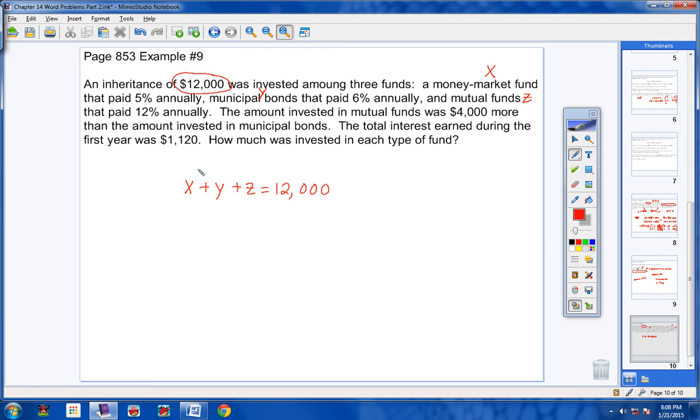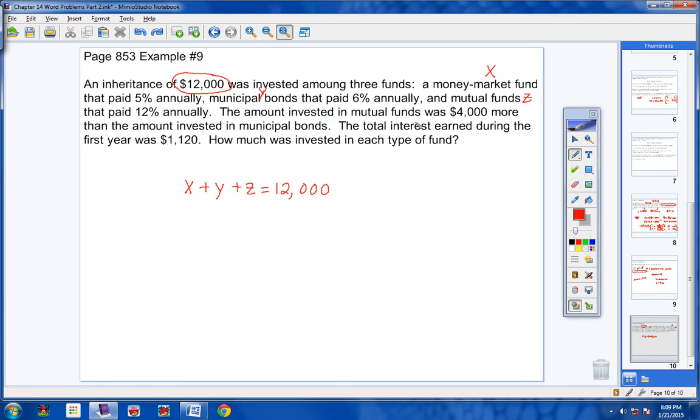So if I take all the money I invested in money markets, all my money I invested in municipal bonds, and all my money that I invested in mutual funds, and I add them all up, it has to be 12,000. That's all I had to spend. So there's one equation. Now, reading on, the amount invested in mutual funds was 4,000 more than the amount invested in municipal bonds.